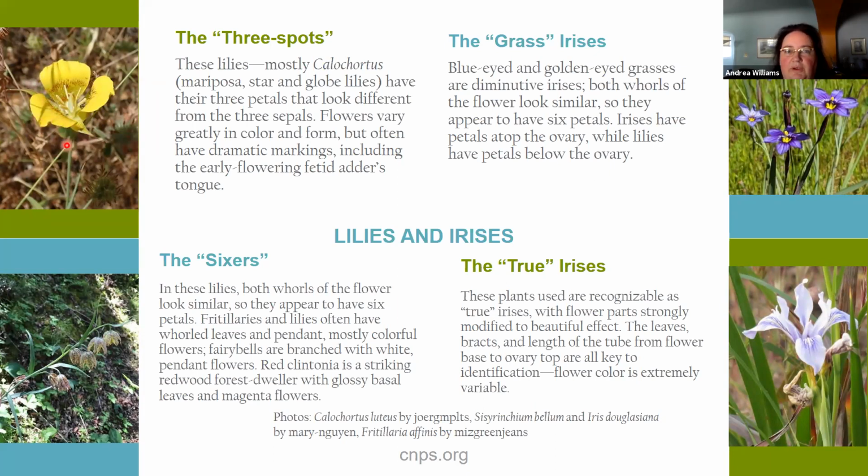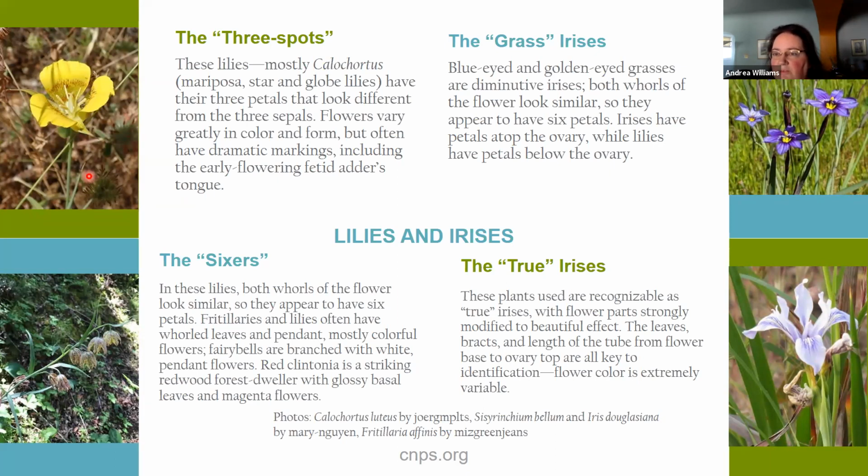And the petals look very different. The petals and the sepals look different. There's an enormous variation in color and form, and I don't remember if it's Calochortus venustus or Calochortus superbus, has one of the broadest variations in flower color that you can see in California. There'll be anything from yellow to white to pink to purple, but they very often have dramatic markings.